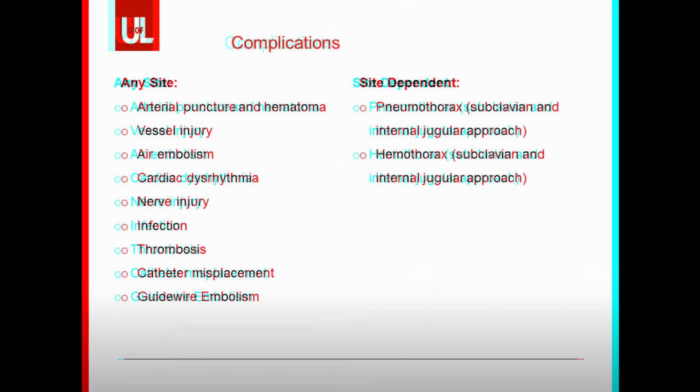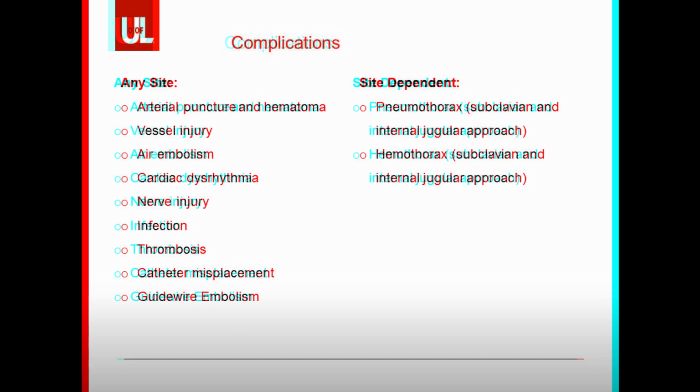As with any procedure, there are certain potential complications from placing a central venous catheter. Some complications can occur at any site, and some are site dependent. Similarly, some complications are far more likely to occur during the placing of a central line, and some increase in probability the longer the line stays in place. For example, guidewire embolism can essentially only happen during the placement of a central line, while complications such as infection or thrombosis of the vein are far more likely to occur the longer a line is left in place.